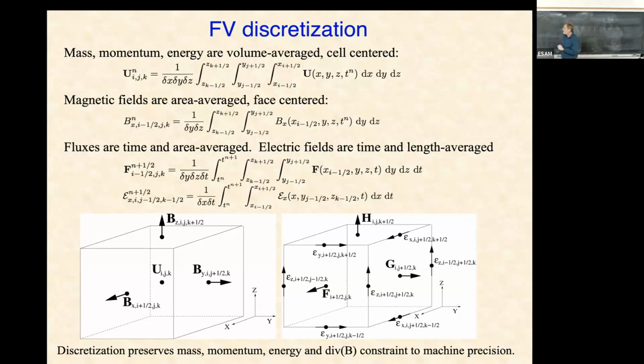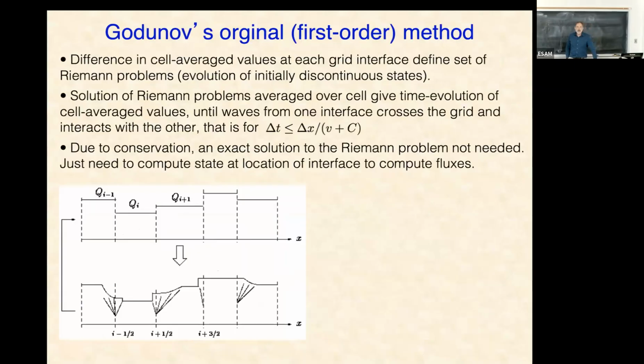And again, using this kind of discretization means that the conserved quantities, mass, momentum, and energy, are conserved exactly to machine precision, as well as the magnetic flux, which immediately implies that the divergence-free constraint on the magnetic field is satisfied to machine precision with this discretization. So far, so good. No approximation at all so far. But the issue is, how do you compute these fluxes and electric fields? How do you compute the time averages of these fluxes and magnetic fields? And that's where the heart of the method lies. How do you do this?